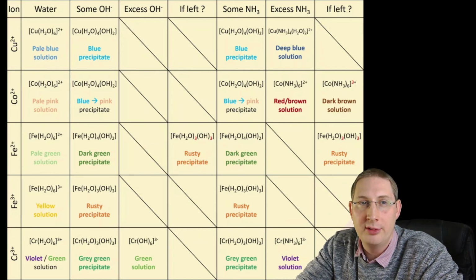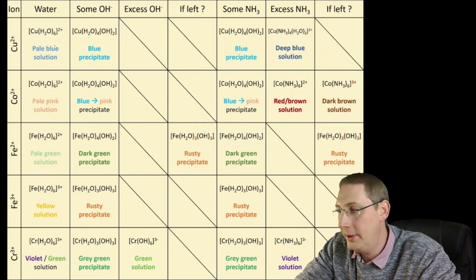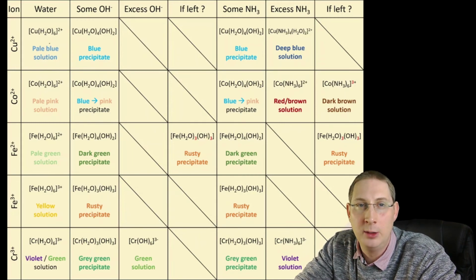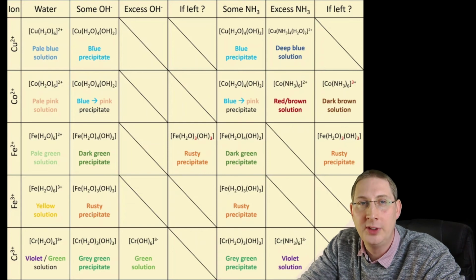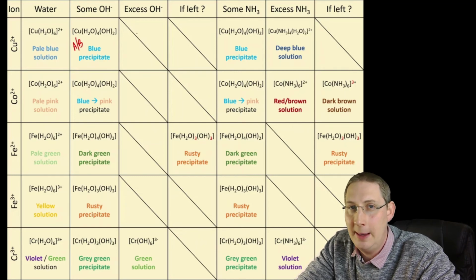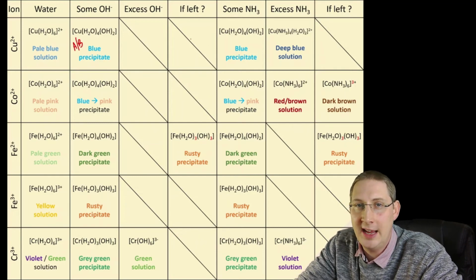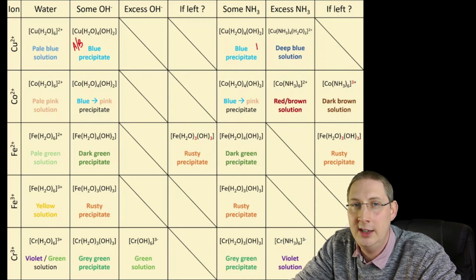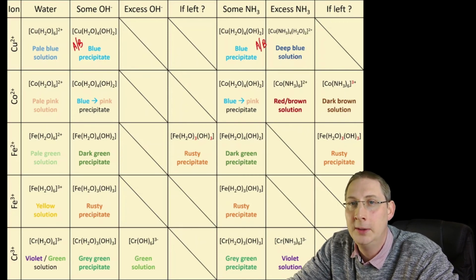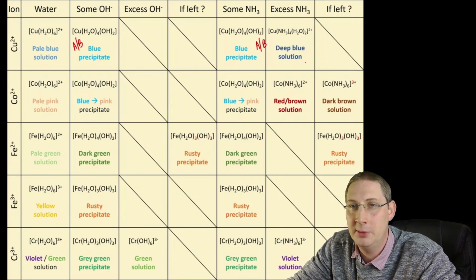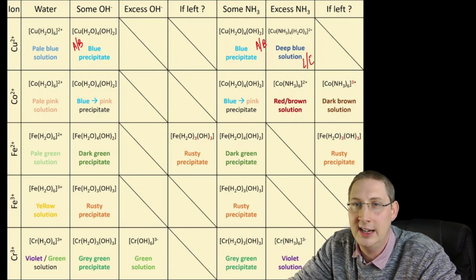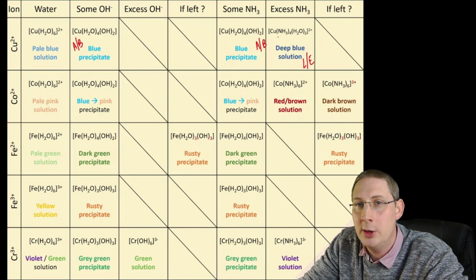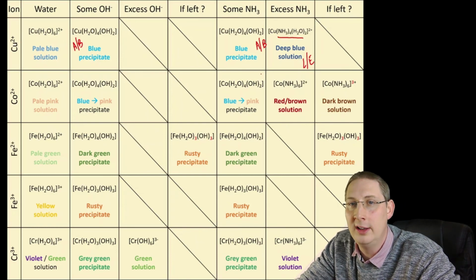So just to run through them, the hexaaqua copper was a pale blue solution which formed a blue precipitate with some hydroxide. That is an acid-base reaction. Nothing happened if you added extra hydroxide. If you added some ammonia, you got an acid-base reaction, but if you added excess ammonia, you got a ligand exchange reaction. But notice you don't swap all ligands.